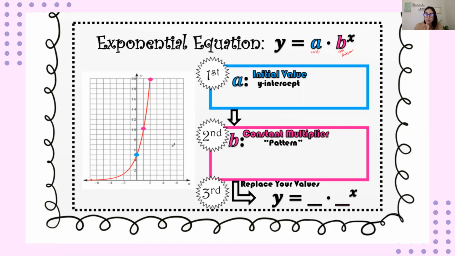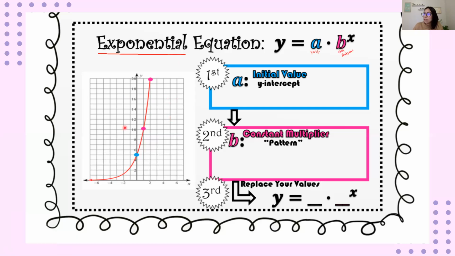Now, let me back up a little bit. By looking at this graph, I should know it's going to be an exponential equation. How do I know that this will have an exponential equation? Look at your graph. What tells us this will be exponential? It's a curve. Good job, it's a curve. Look at the shape. It's going to be exponential.